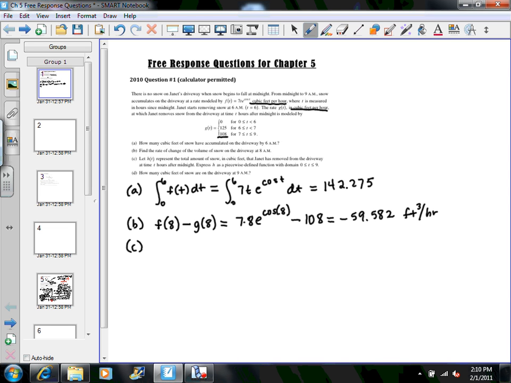Okay, this one's kind of tricky. I think the best way to think about it is breaking it up into pieces. So between 0 and 6 hours, that's right here. Between 0 and 6 hours, so midnight and 6 a.m., Janet doesn't remove any snow. So the amount that is there at that time is just whatever f of t is. So set it up.